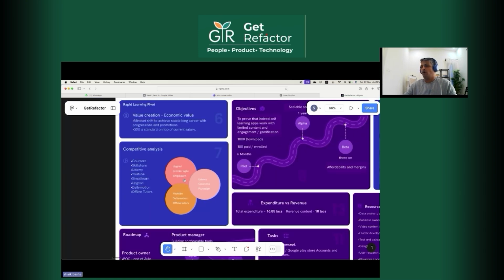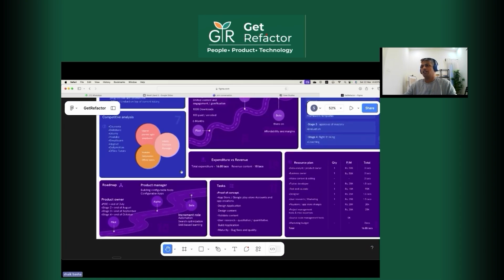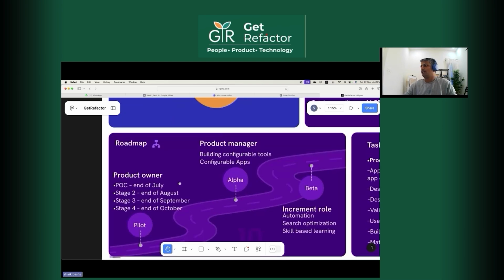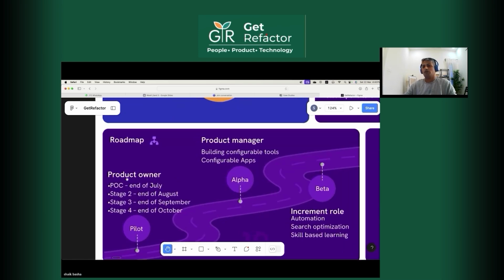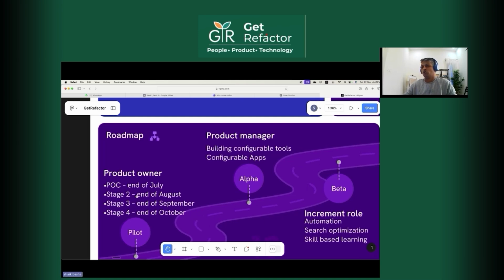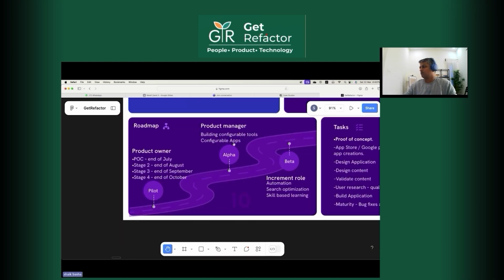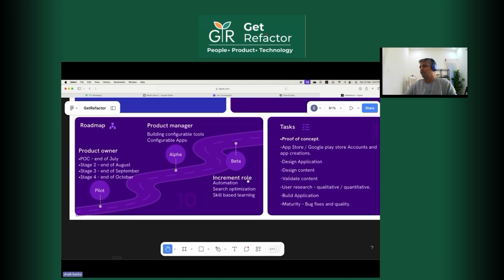Okay. So how am I going to create my roadmap, right? So look at this, right? The first thing is I'm going to create a POC. Okay. So stage 2, stage 3, stage 4. So that is what it looks like. And then you are going to see building configurable tools. So once this product owner thing is done, then I'm going to move on to product manager, and then I'm going to increment to any role.